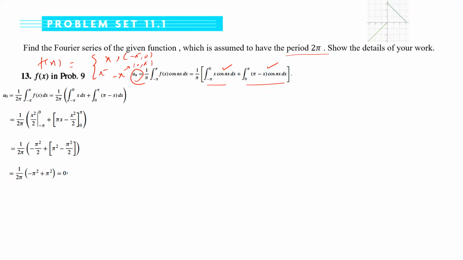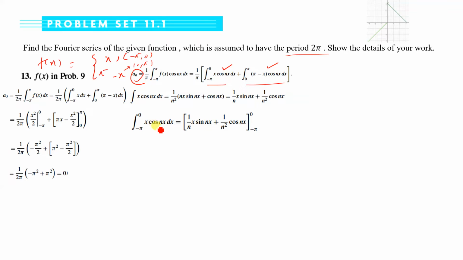So let's evaluate the integrals first. For the first integral, x times cos of nx, we have to integrate with the help of integration by parts, and in a couple of steps we'll have this result, and after applying the limits we have this result.